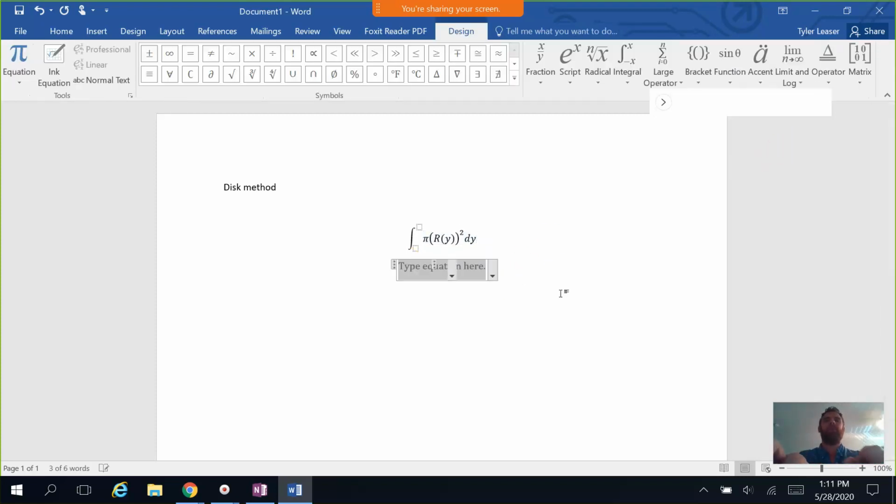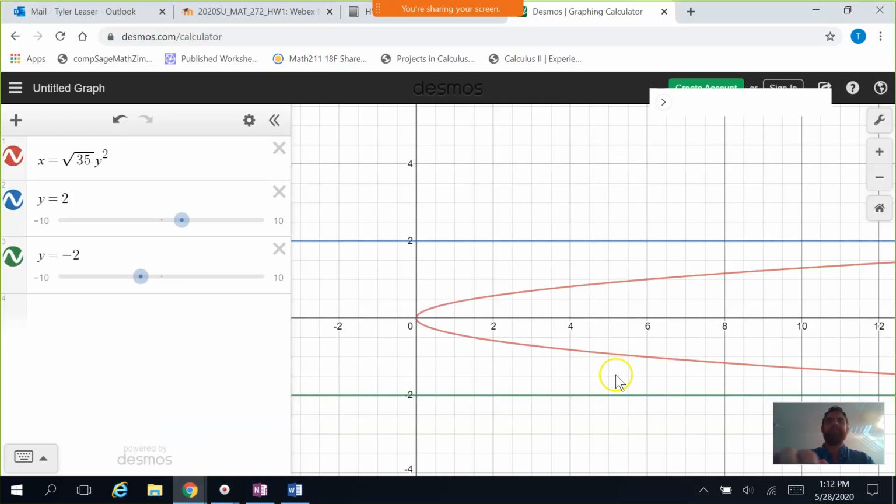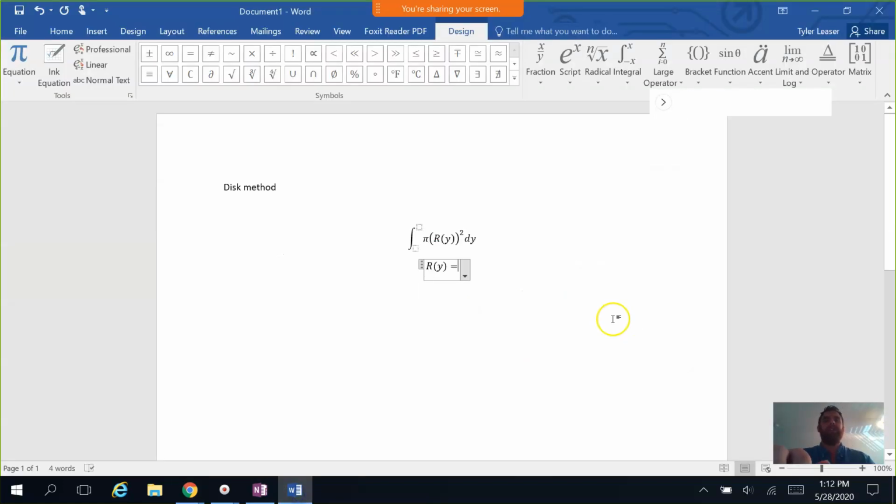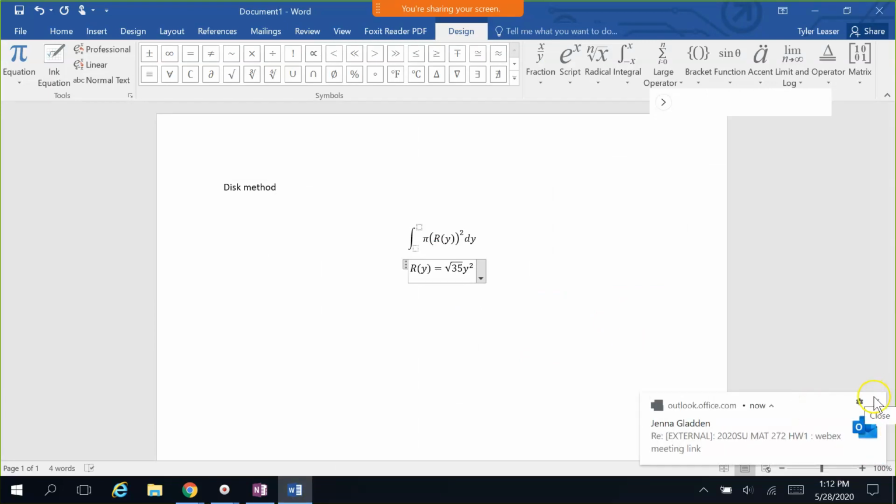Okay, we just have to figure out what that radius is as a function of y. So let me go back over to the graph. If I have horizontal slices and I rotate those horizontal slices about the y-axis, I'm creating my discs. The radius of those discs is just going to be the length of my slices. The length of the slice is going from 0 to the parabola, which has a horizontal distance of the square root 35y squared. So that is going to be my radius.